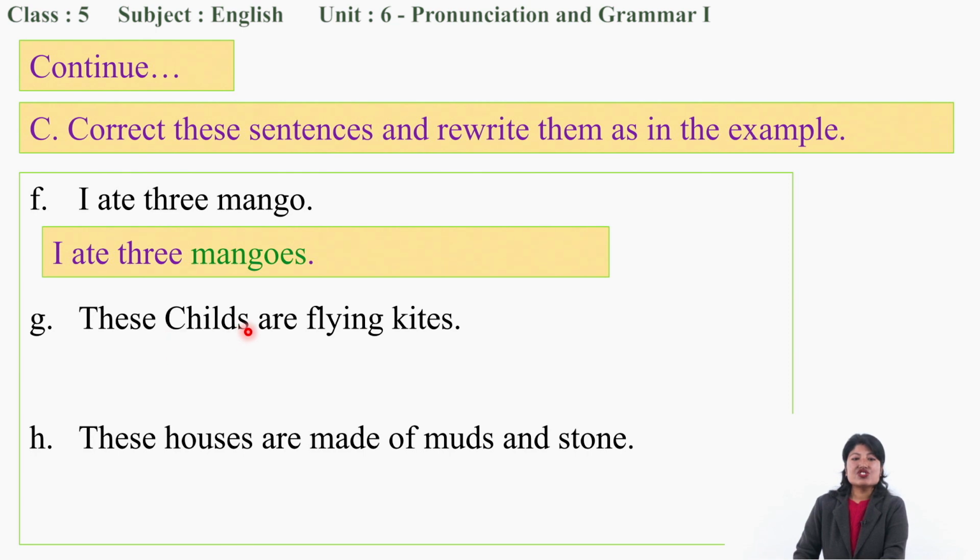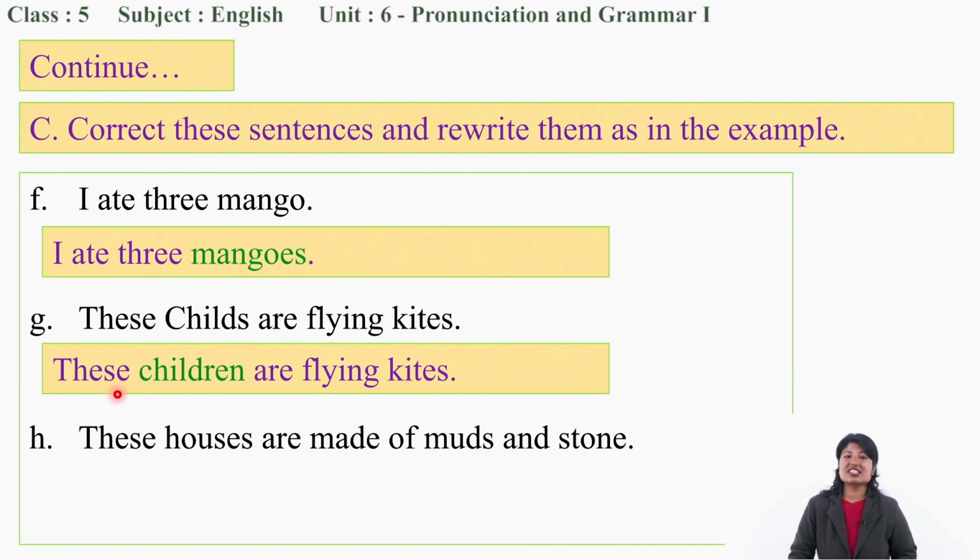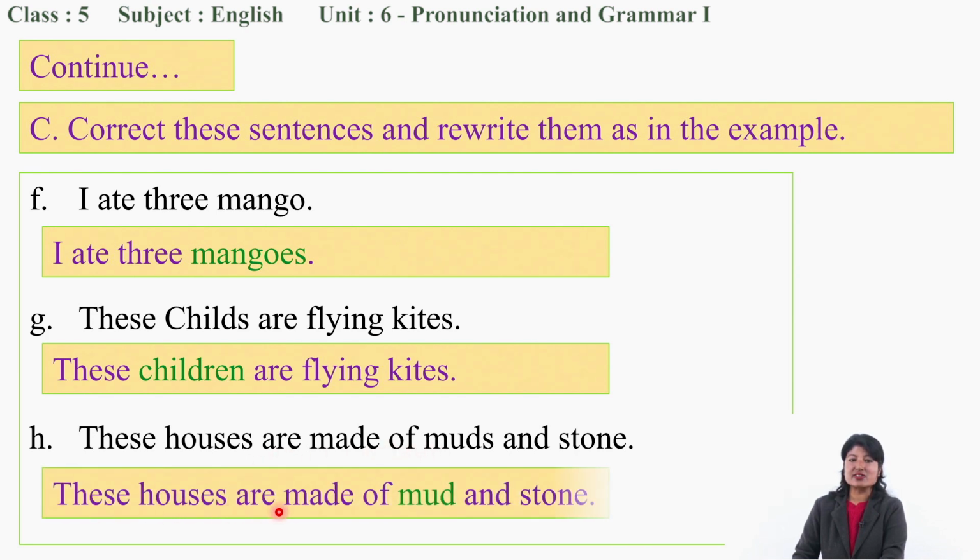G. These childs are flying kites. Okay, what's wrong with this sentence? Childs. Do we say childs? Child is singular, and what's the plural form? Children. Yes, children. These children are flying kites. H. These houses are made of mud and stone. So what's the problem over here? Can we count mud? No, that's why these houses are made of mud and stone.